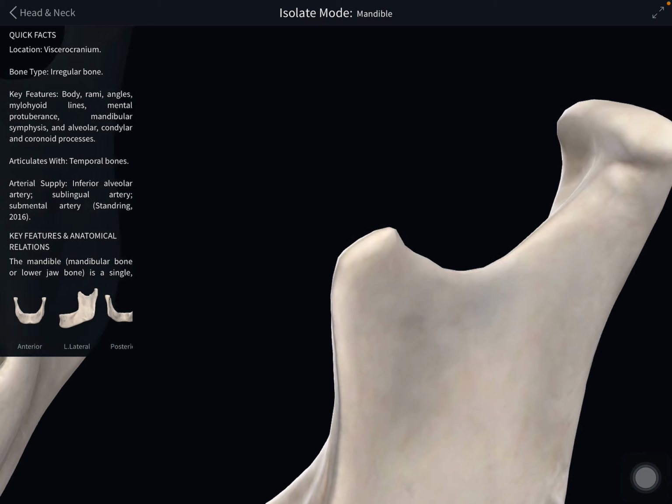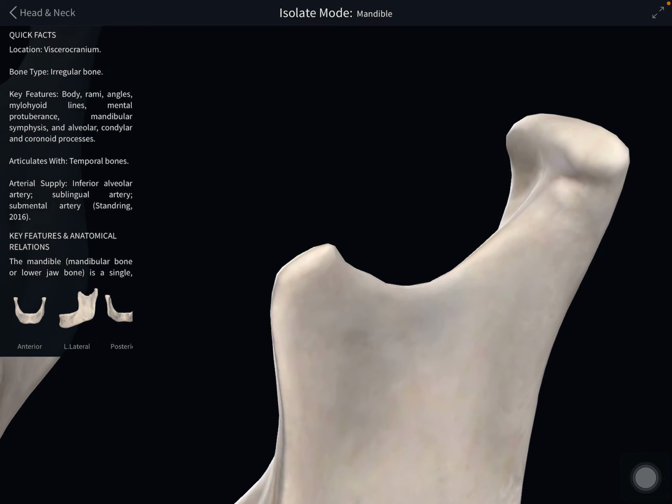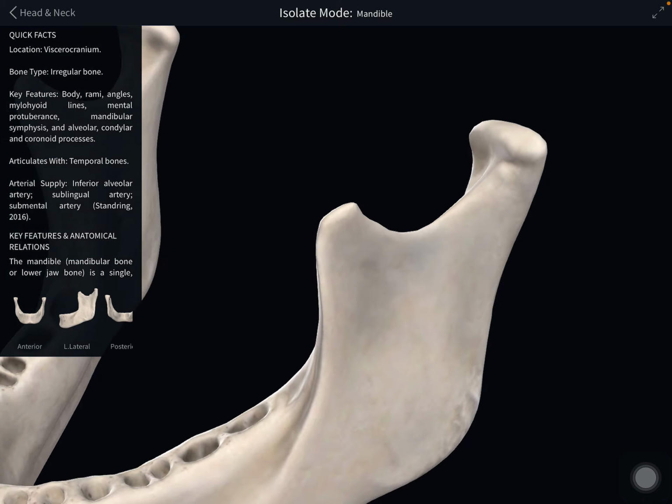Neck of the mandible, you can see here, which bears a shallow depression, that is called the pterygoid fovea, on its anterior surface for attachment of the lateral pterygoid muscle. So now we have seen the lateral surface of the ramus of the mandible.